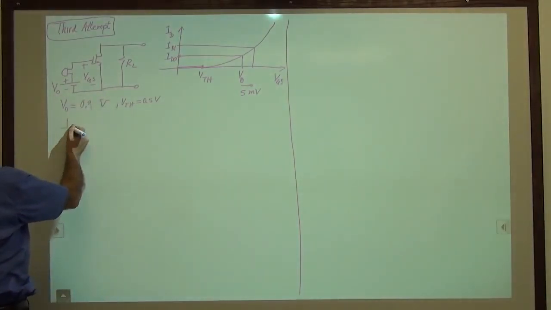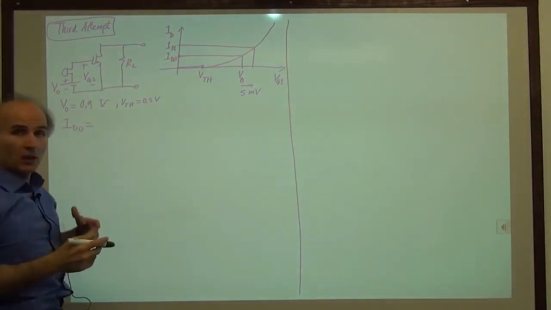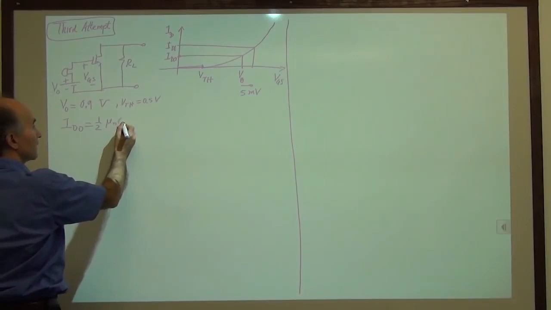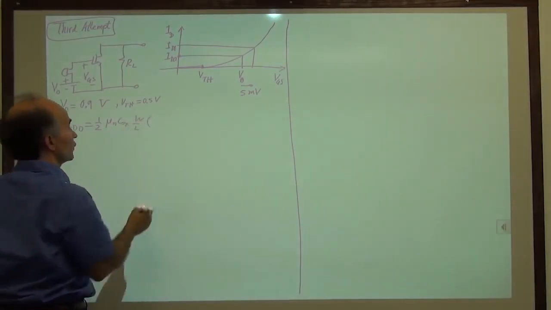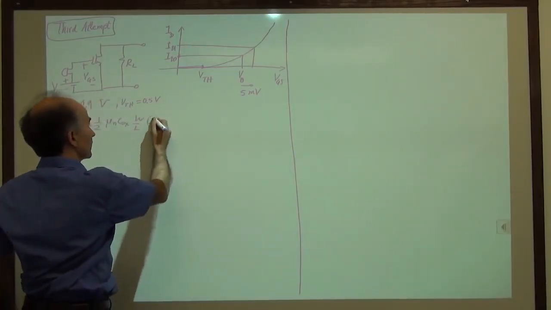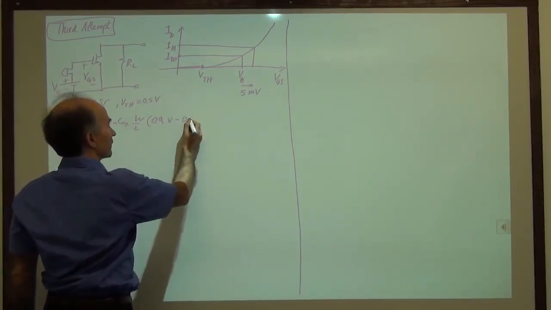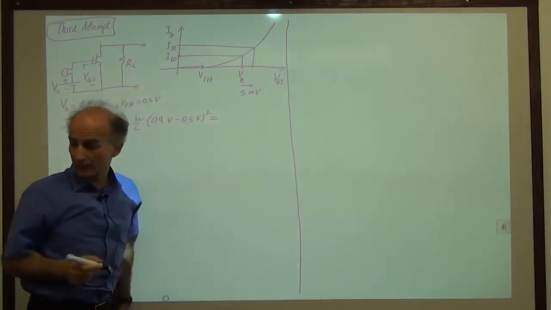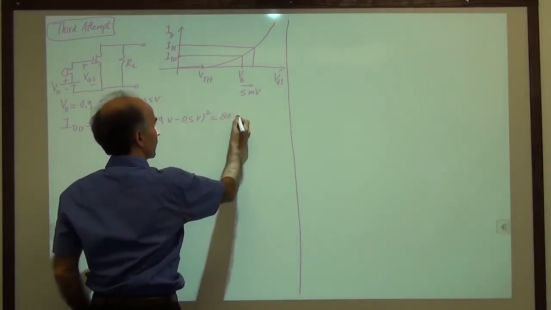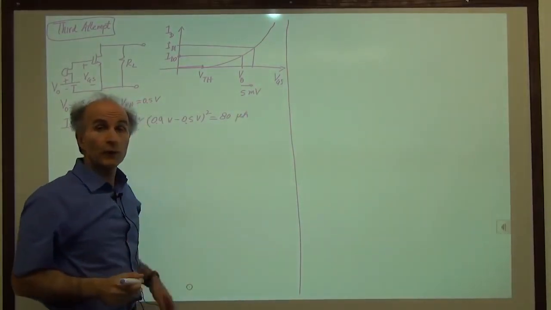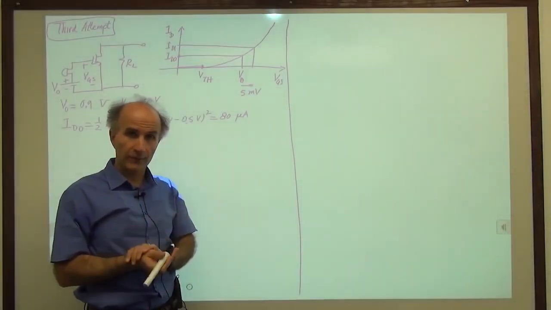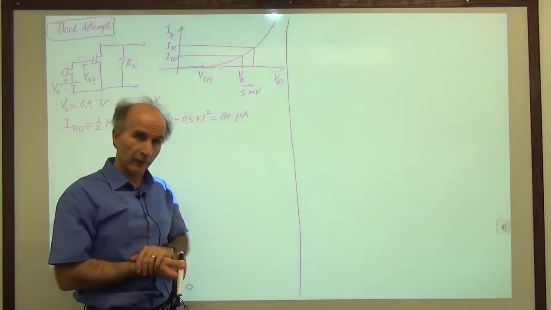Okay, so we calculate ID0. ID0 is again 1/2 of mu n C ox W over L, times VGS minus the threshold, squared. How much is VGS? V0, no signal, so V0 is 0.9 volts. 0.9 volts minus the threshold, 0.5 volts, squared. And that gets us approximately 80 microamps. So when there's no signal, we have a current of 80 microamps flowing from drain to source. And we have a gate source voltage of 0.9 volts.